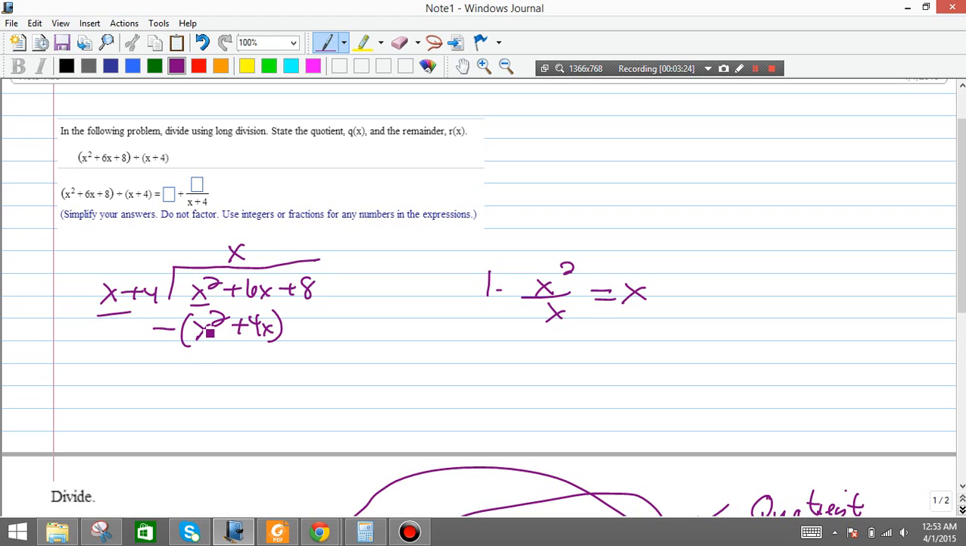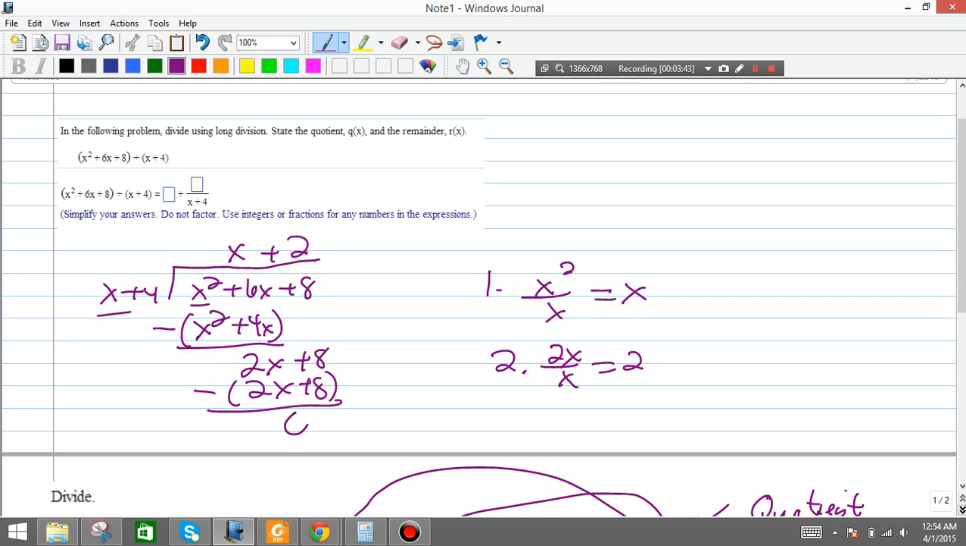X squared minus x squared is 0, and then 6x minus 4x is 2x. Bring down the 8, and then 2x divided by x is 2. Take the 2, put it here. 2 times x is 2x. 2 times 4 is 8. Subtract. The remainder is 0. And so 0 is the remainder. This is the quotient. The quotient goes there. The remainder goes here.